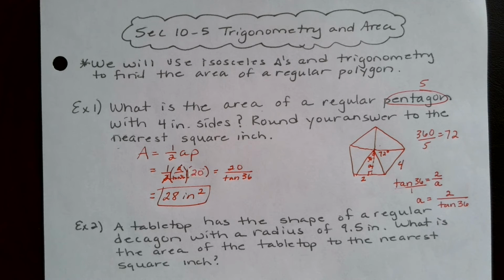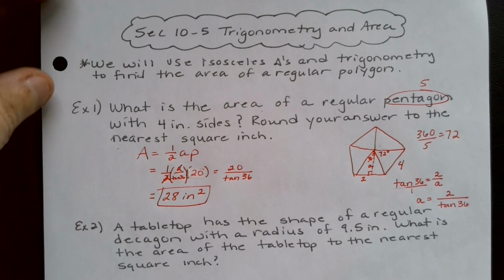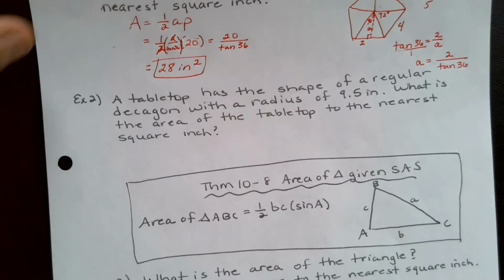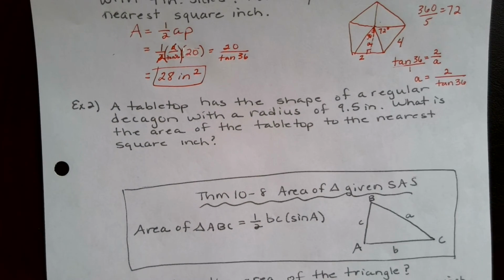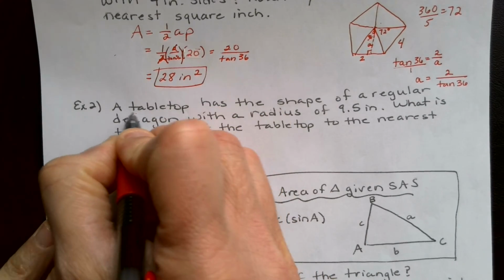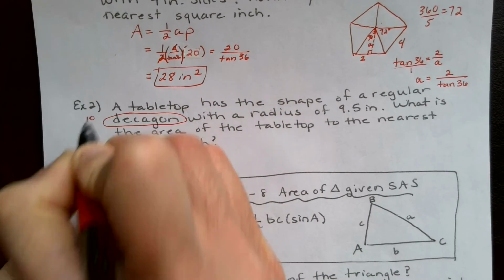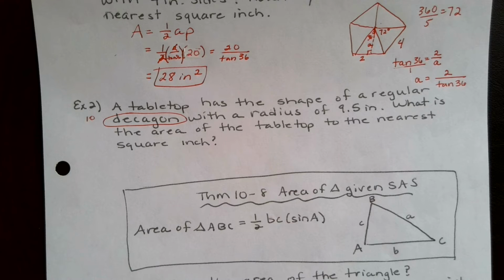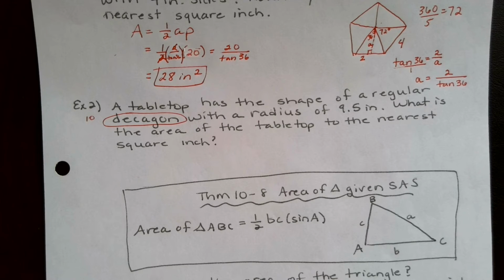All right, excellent. So let's take a look at the next one. There's 3 examples today to go through. A tabletop has a shape of a regular decagon. Now, who remembers what a decagon has? Very good, Dan. It has 10 sides. With a radius of 9.5, what's the area of the tabletop to the nearest square inch?